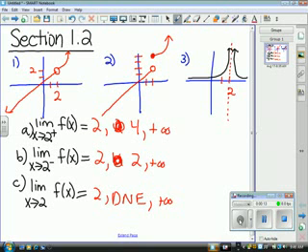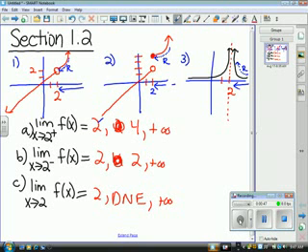So here's from the right. Here's from the right. And here's from the right. But when you're really saying from the right, you're really saying from the right of 2 on the x-axis, right? The answer is not the x, it is the y value. So as x gets really close to 2 from the right, what y value is this getting close to?